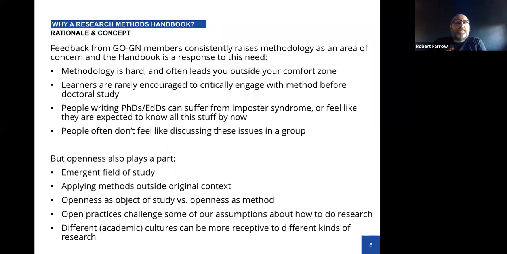The feedback that we get from members, and we often have these consultation points where we invite people to tell us how we can help them, is that methods is always something that comes up, not just with GoGN students, but other students generally. This is a critical issue that people face in doing doctoral level research. And in a way, it should lead you outside your comfort zone, right? It shouldn't be easy because you're trying to create new knowledge.